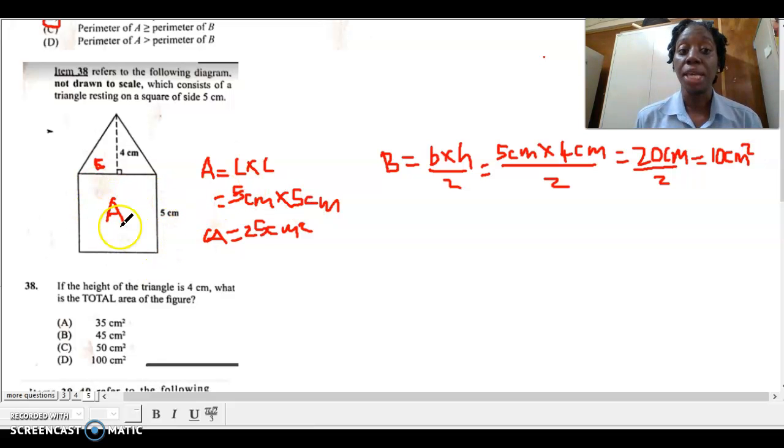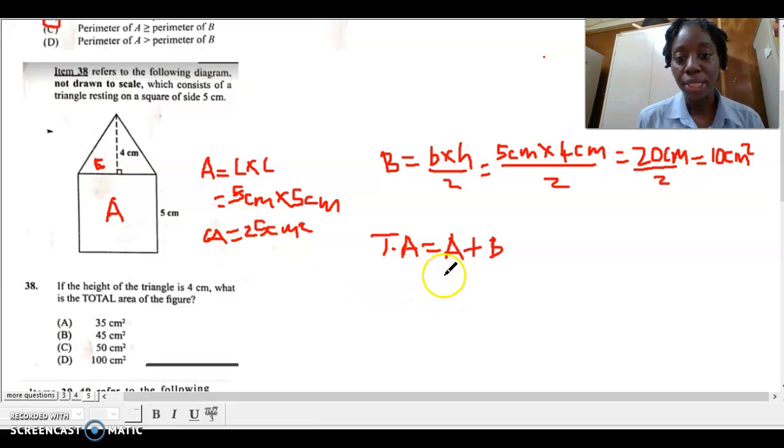Now I have the area of A and I have the area of B. Now it is this combined area that will give us the total area of the figure. So total area, I will write that as TA for short, would be equal to the area of A. So I'm going to write A plus the area of B. The area of A is 25 centimeters squared. The area of B is 10 centimeters squared.